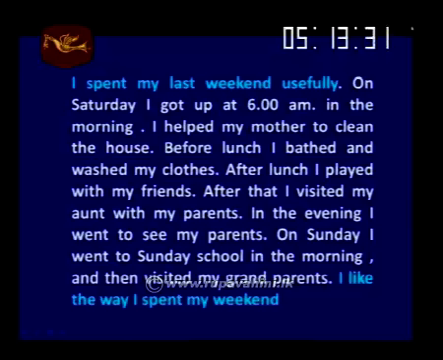Yes. The words, I'll remind the words again: Saturday, Sunday, in the morning, in the afternoon, in the evening, before lunch, after lunch, then after that. So using these words, this is what the child has written. I spent my last weekend usefully. You can see the highlighted words in the next slide now.